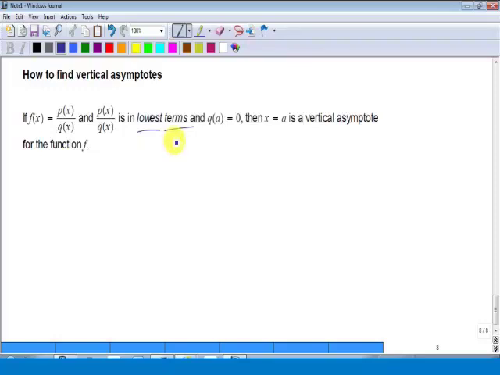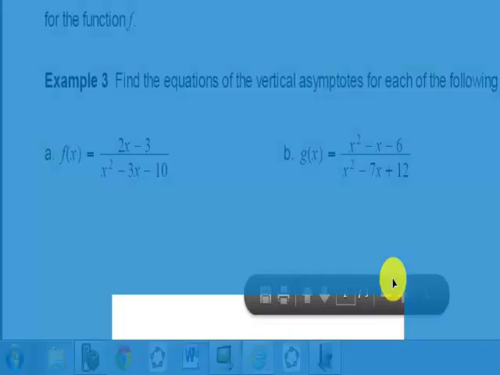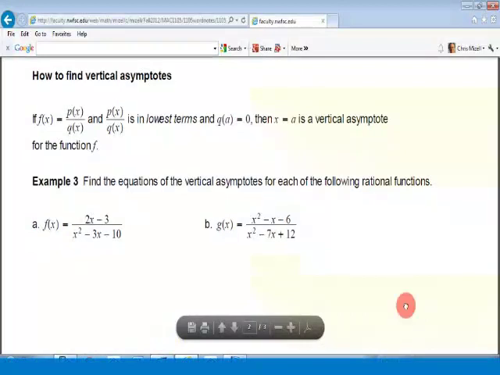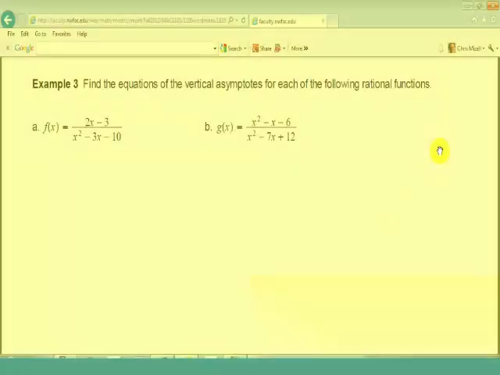If it's in lowest terms and there's a number a that we can substitute for x, like 2 in the previous example, and it makes the denominator 0, then x equals a is a vertical asymptote for that function. Reduce to lowest terms, and then check to see what numbers make the denominator 0. Those that do are locations of vertical asymptotes. Let's look at example 3.